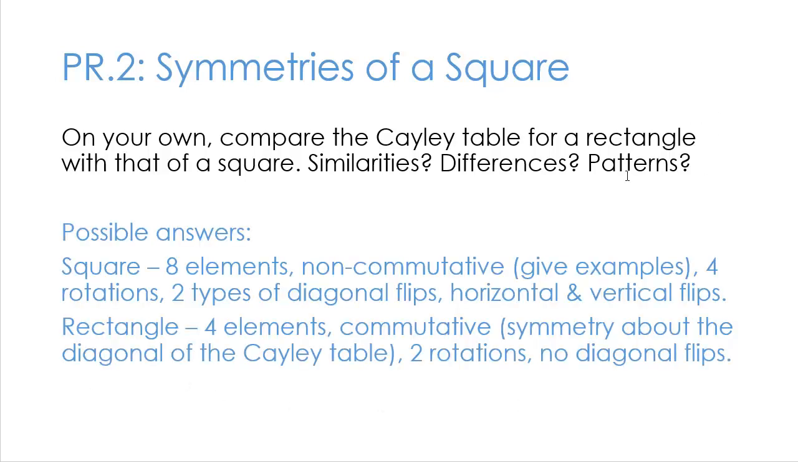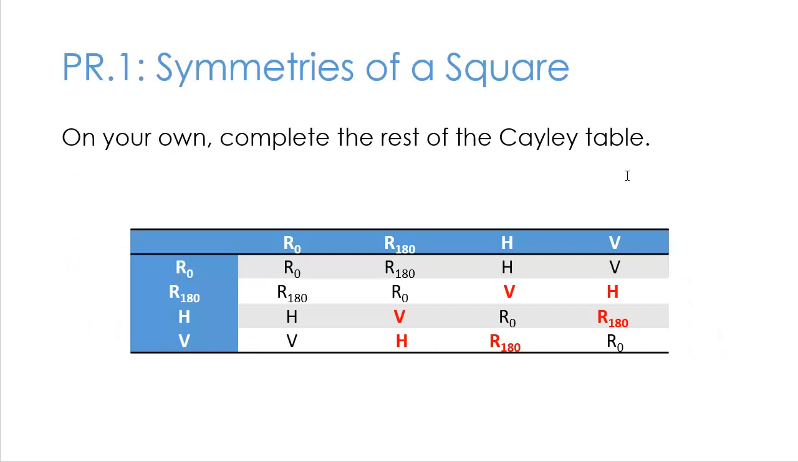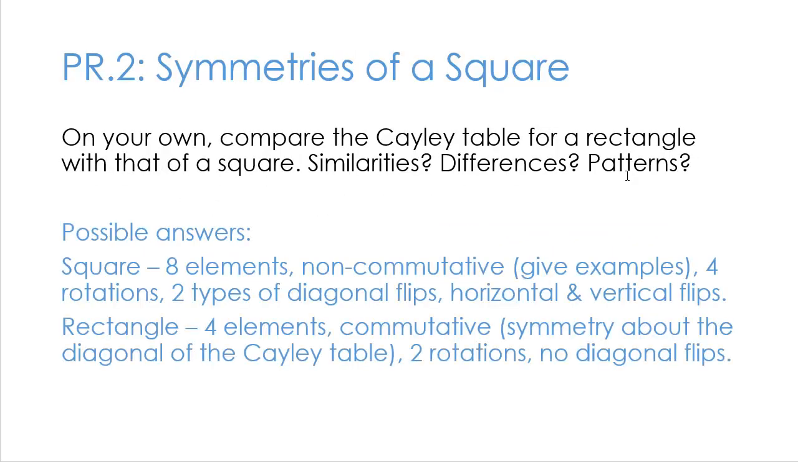Okay, is this what you got? Well, with the square, we have 8 elements. Those 8 elements being the R0, the R90, the 180, the 270, right? The H and the V for horizontal and vertical, and the D and the D prime for the 2 different diagonal flips. It's non-commutative. That was that word we were talking about. In the last example, remember that if we did H and then 180, we got a vertical flip. But if we did 180 and then H, we still got a vertical flip. So A times B equaling B times A, or A plus B equaling B plus A, those are commutative properties, right? Well, when we're dealing with a square, they were non-commutative. It didn't work. A flip and then a rotation wasn't the same thing as a rotation and then a flip, because of those extra rotations, right?